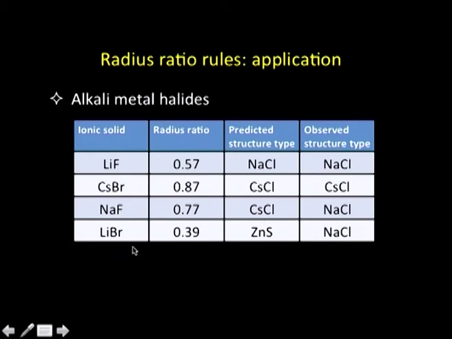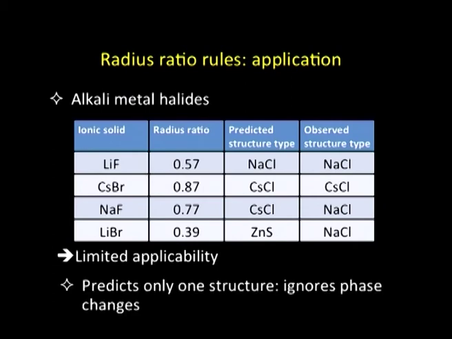but what is observed is that it adopts a structure of sodium chloride type. Similarly, for lithium bromide also, the radius ratio is very small, so we expect it to be of zinc sulphide type, but what we experimentally observe is sodium chloride. So, we find that these rules are fine, but they have limited applicability. In addition, there is one more drawback with these rules: they predict only one structure, which ignores phase changes, because certain ionic solids can adopt different phases. We will not get into details of that, but that is again a fact which is not considered by the radius ratio rules.